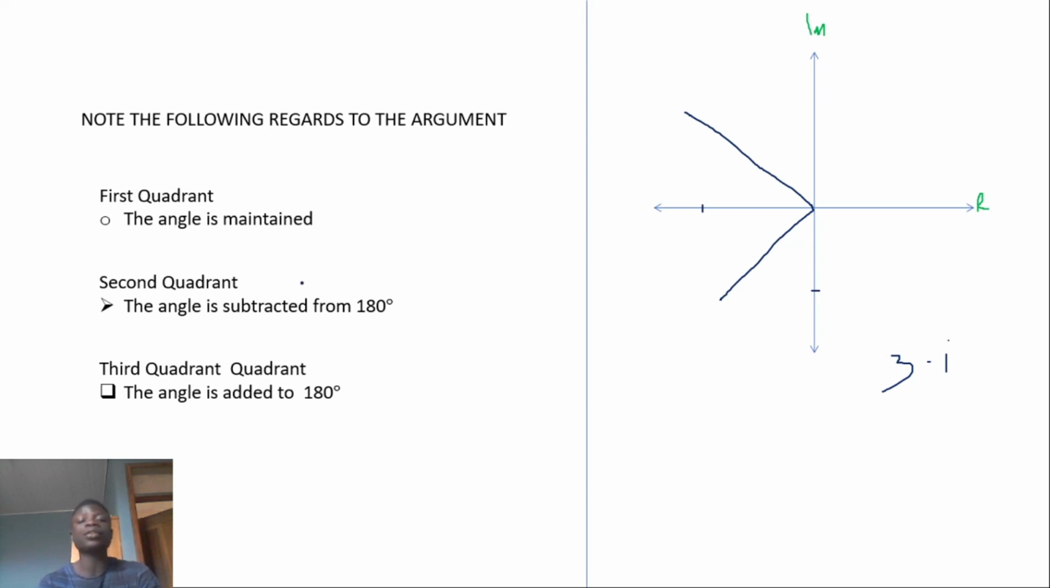With the first quadrant, the angle is maintained. Second quadrant, you subtract the angle from 180. The third quadrant, you add the angle to 180. With the fourth quadrant, the angle is maintained. That is it. These are the 4 rules you need to know when finding the argument of a complex number.